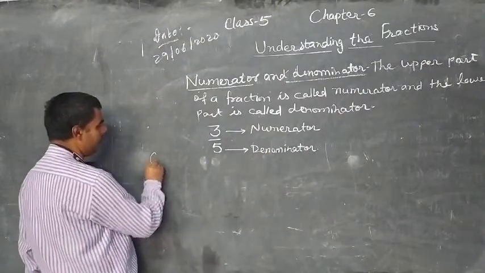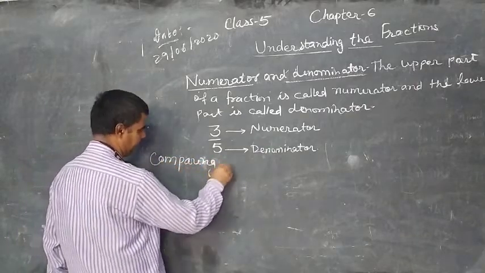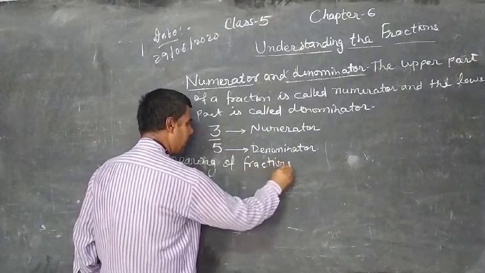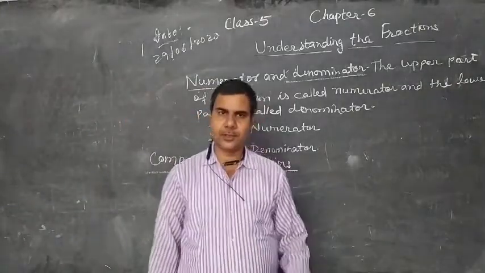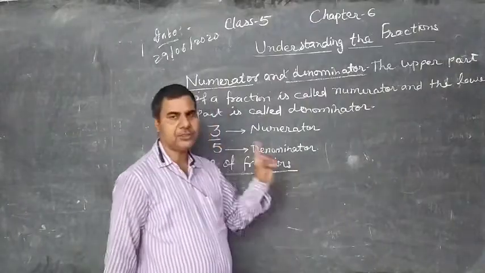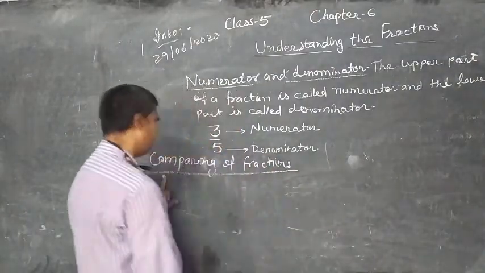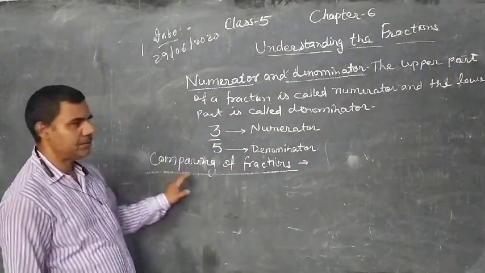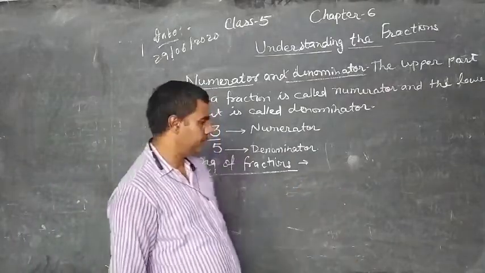Now, we will learn comparing of fractions. Comparing of fractions means which fraction is larger, which fraction is smaller, or they can be equal. How do we identify that a fraction is smaller or greater?